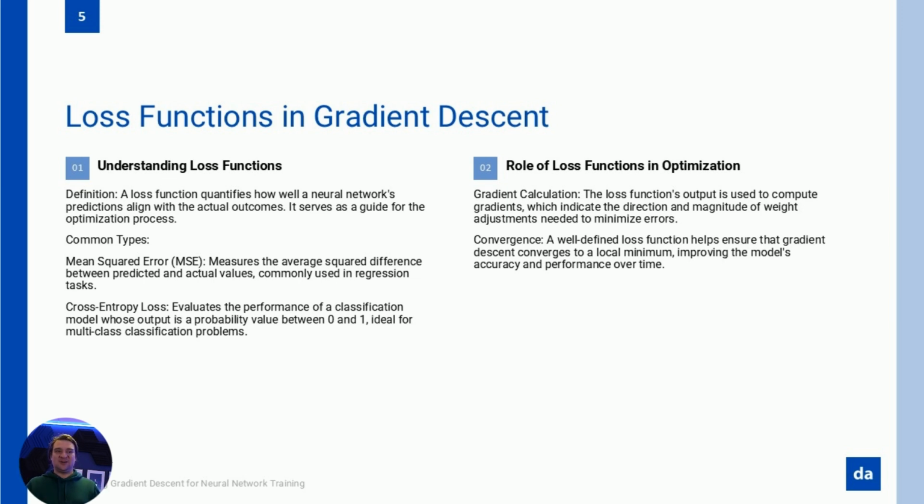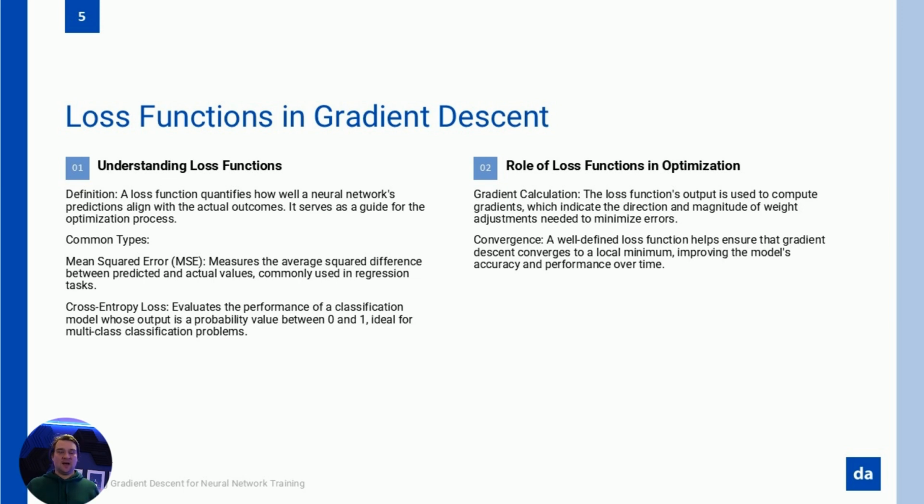There are different types of loss functions for different tasks. For example, mean squared error, MSE, is perfect for regression tasks, where we're predicting continuous values like stock prices or temperatures. It measures the average squared difference between the predicted and actual values, penalizing larger errors more heavily. Cross-entropy loss is the go-to for classification problems, where the model predicts probabilities for different categories. It evaluates how far off the predicted probability distribution is from the actual labels.